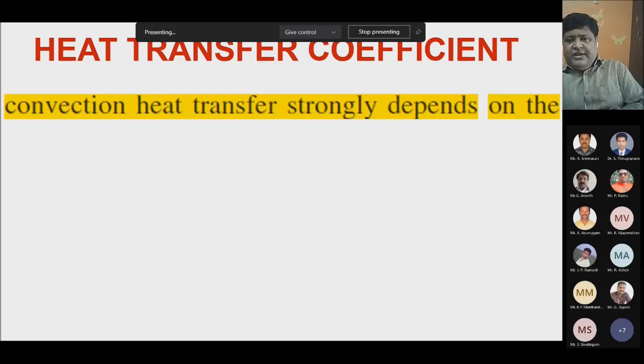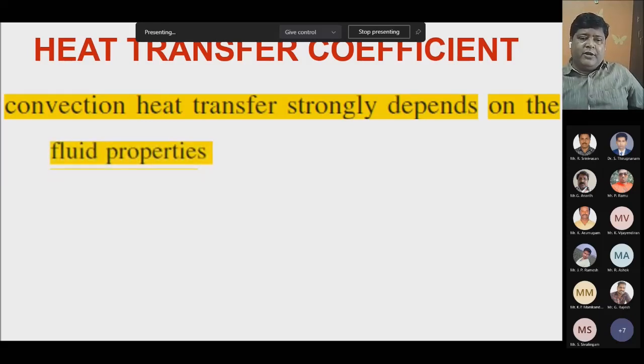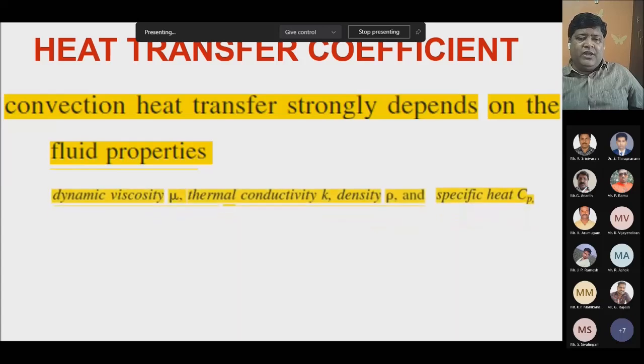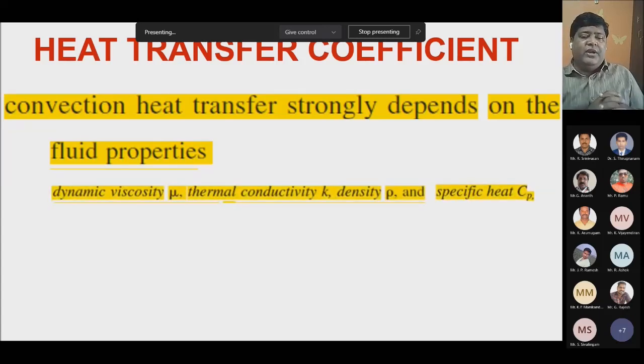So the heat transfer coefficient, again, strongly depends on several things. I told you the heat transfer coefficient is what really helps us to enhance the heat transfer. From experimental observation, they have found that convection heat transfer strongly depends on the fluid properties: the viscosity of the fluid, the thermal conductivity of the fluid, the density of the fluid, and the specific heat. So four properties are involved here, and h does not depend only on velocity.